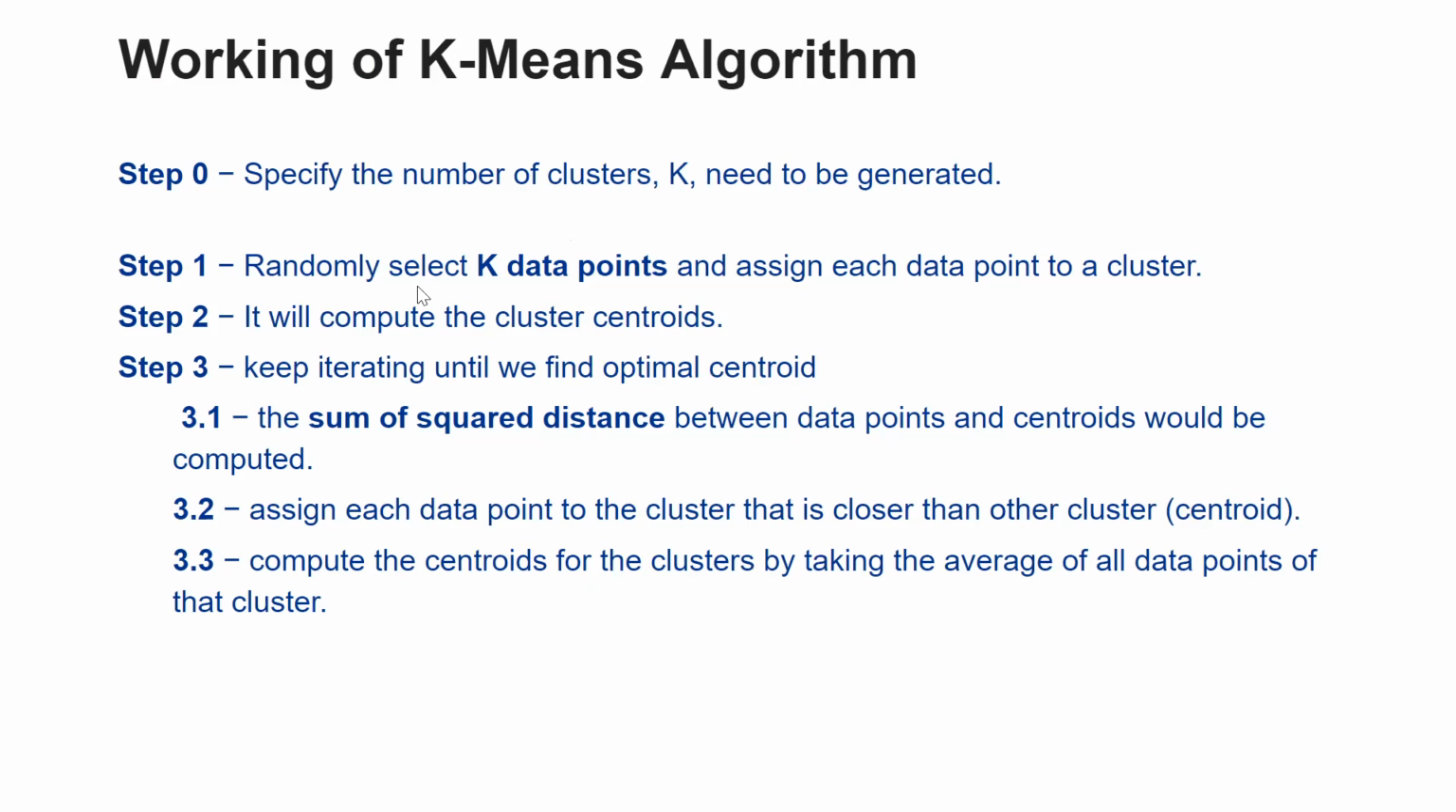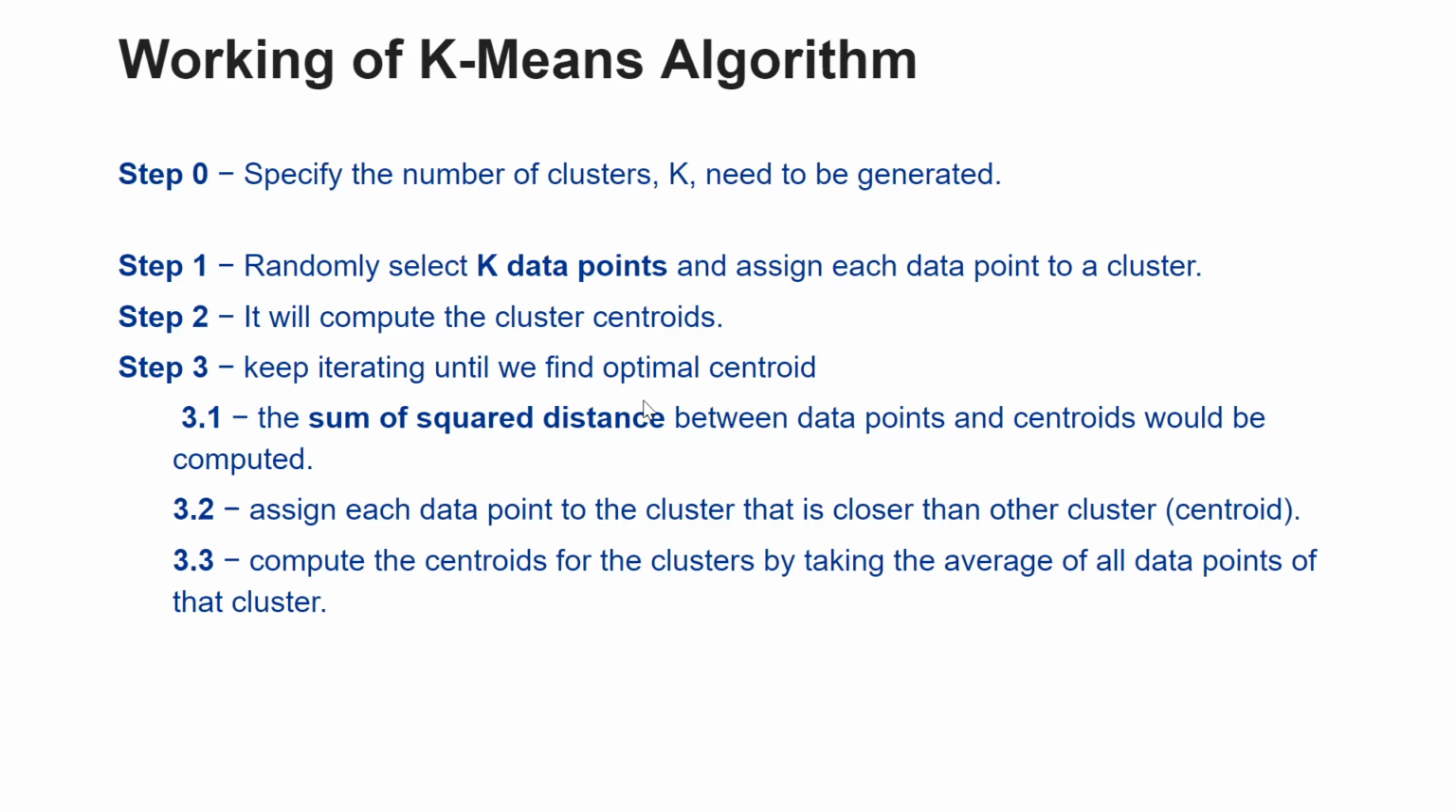Then randomly select k data points and assign each data point to a cluster. So randomly we will select the centroids. Okay, and then it will compute the cluster centroids. After the first iteration, it will find another set of centroids of those clusters, and then this process will be repeated until we find the final output.